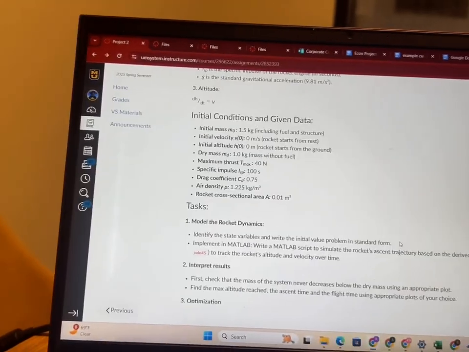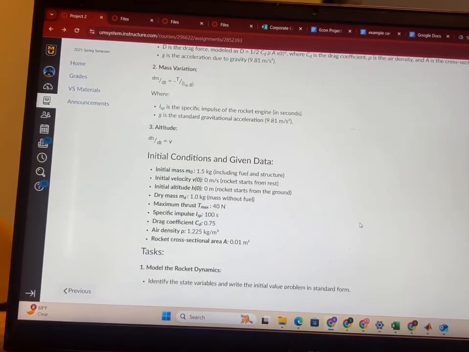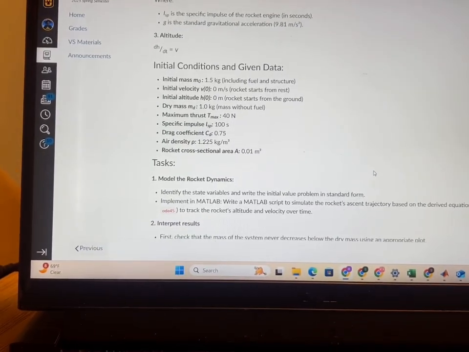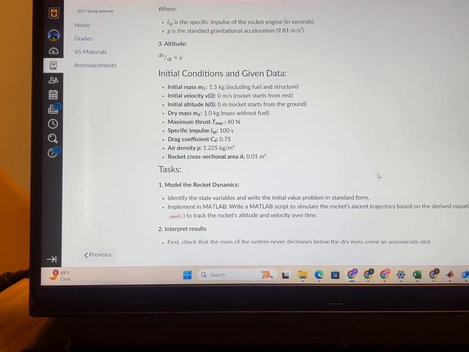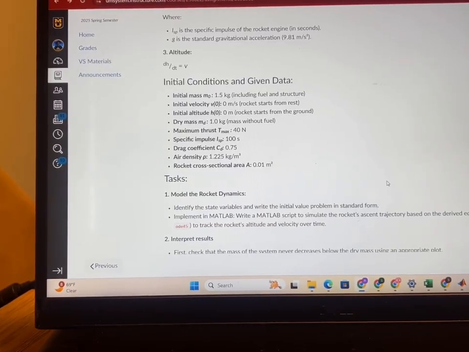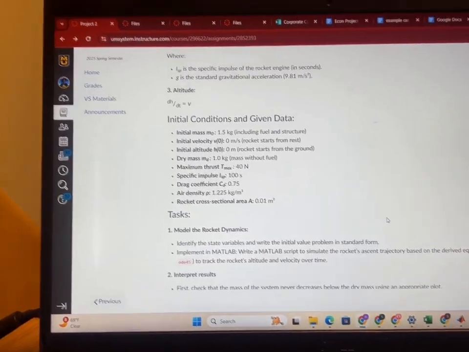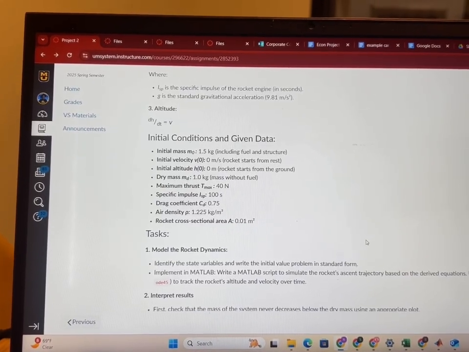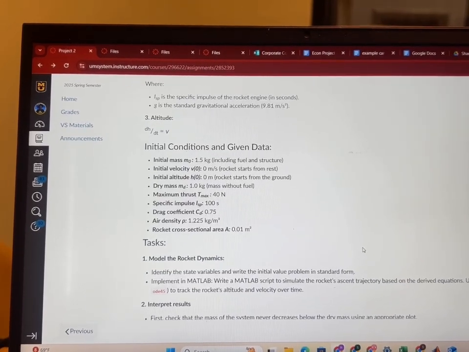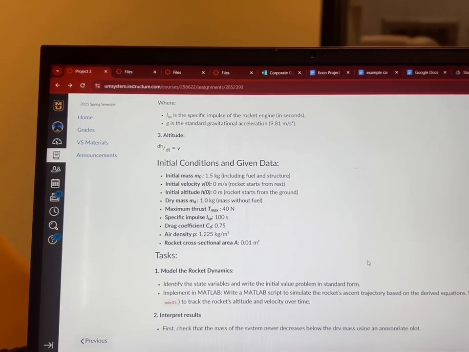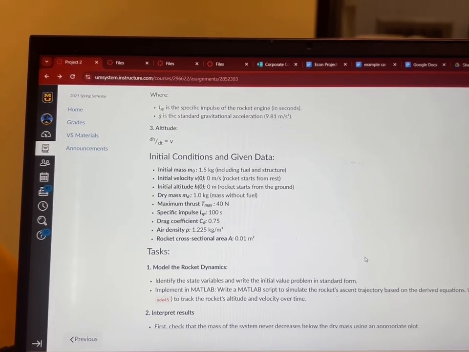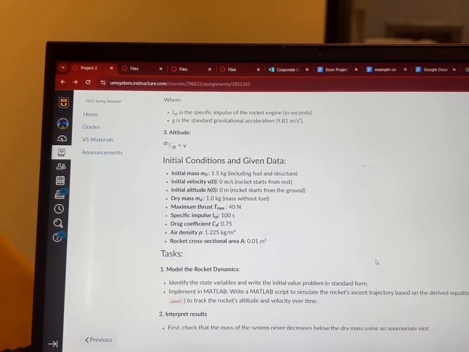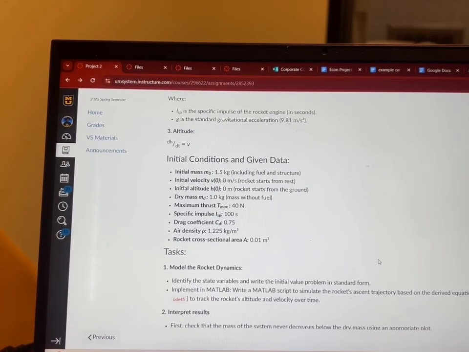In addition to our system dynamics equations, we have our initial conditions as well as our given data. Our initial mass, m0, is 1.5 kilograms, which includes fuel and the structure of the hobby rocket. Our initial velocity, v0, is 0 meters per second, since the rocket starts on the ground at rest. The initial altitude is also 0. Then we have the dry mass of the rocket, which is the mass without fuel.